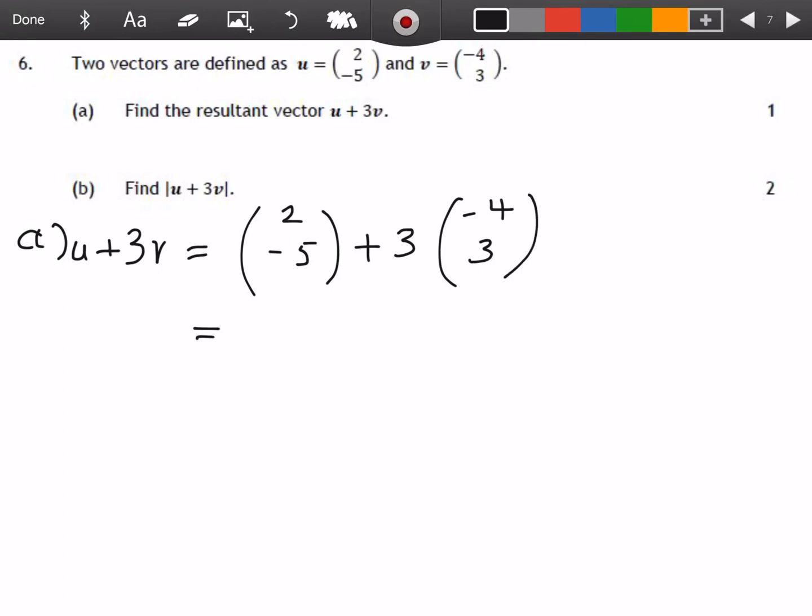You could have gone straight on the first line, and I know some people would have probably multiplied the vector by 3 straight away. That's fine. If you had started by doing 3 negative 4s is negative 12, and 3 3s is 9.